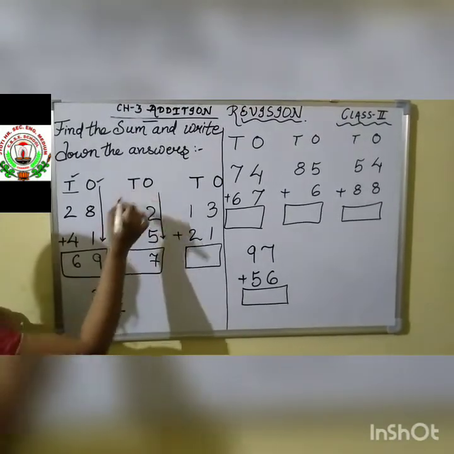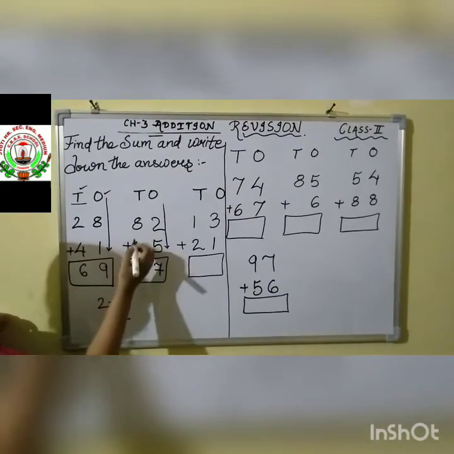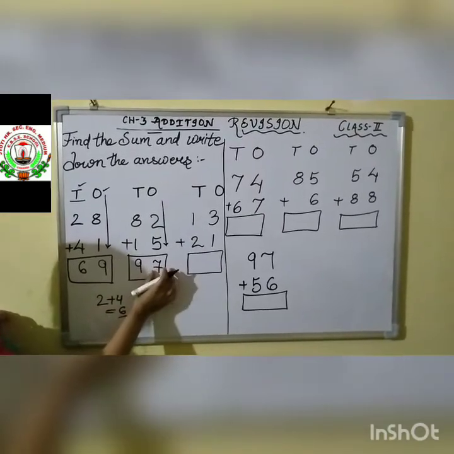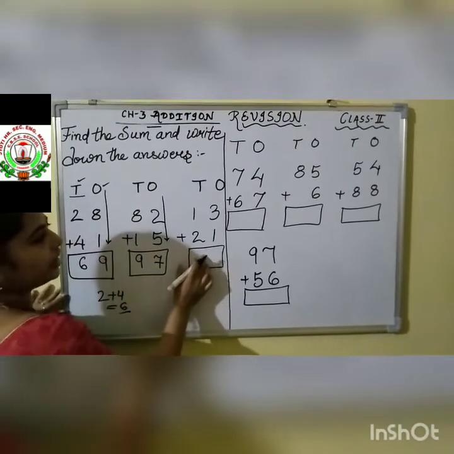Okay. Then tens place. 8 plus 1. Which number will we be getting? 9. So write down here the answer which is coming. First write in the ones column, then the tens column after adding. Let us see the next question.